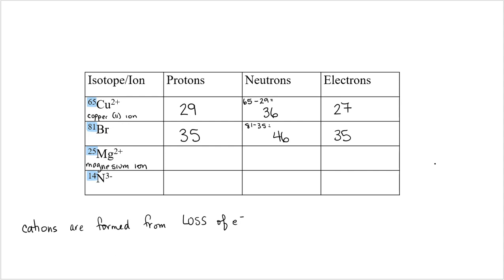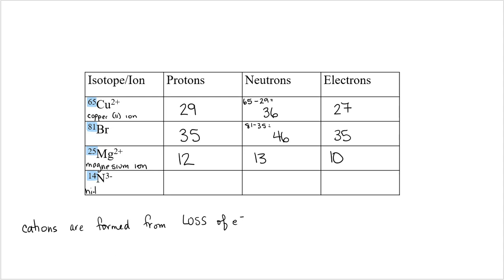So the number of protons, magnesium is element 12 on the periodic table. The number of neutrons here is 13. 25 equals 12 plus 13. And the number of electrons is 10. Cations are formed from loss of electrons.